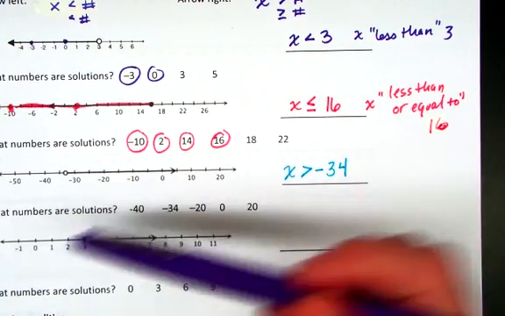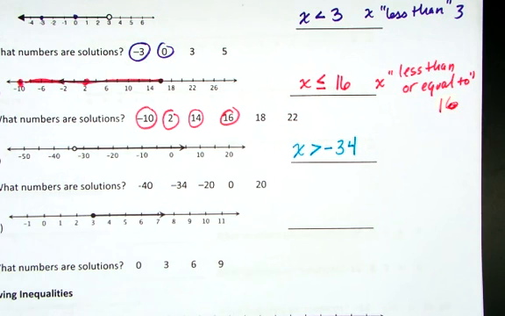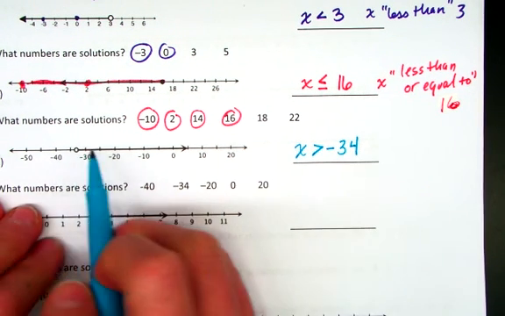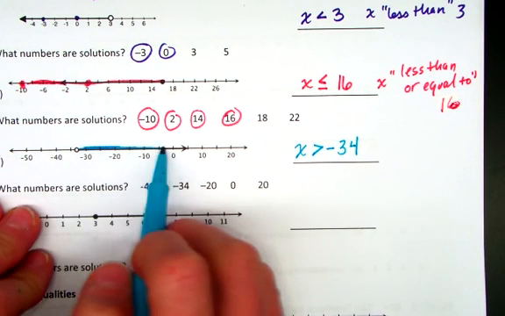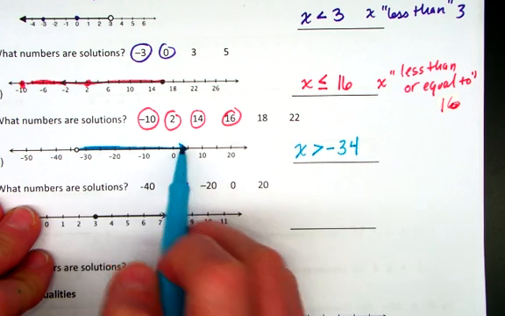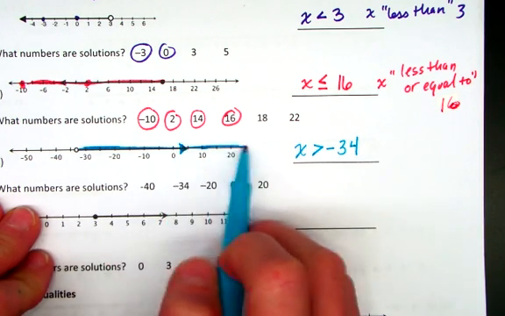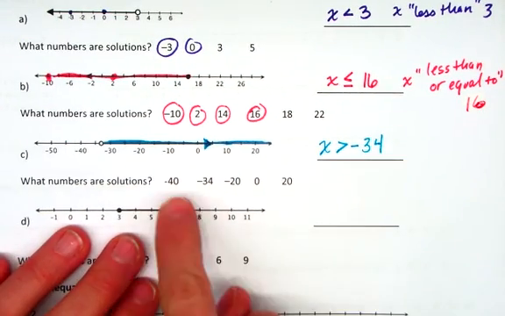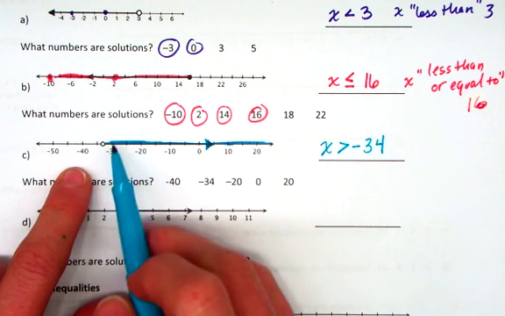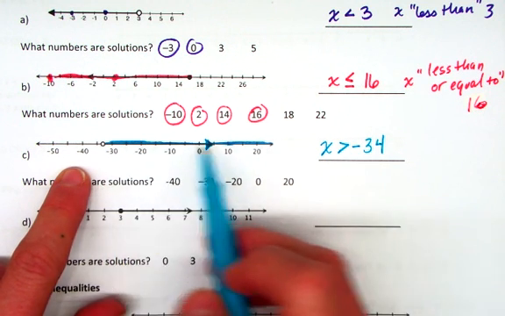So let's go ahead and come to the solution. What numbers are the solutions? So again, here's my line here, my ray. The arrow is here, but remember that arrow means everything to the right is also a solution. So as we come over here, I go to -40, and that is not on my graphical solution.